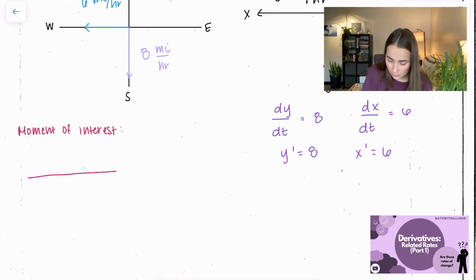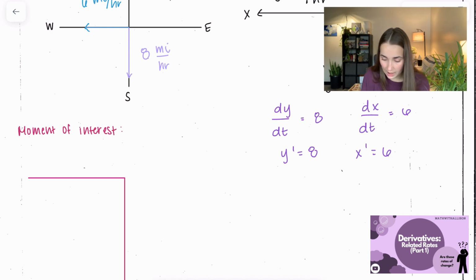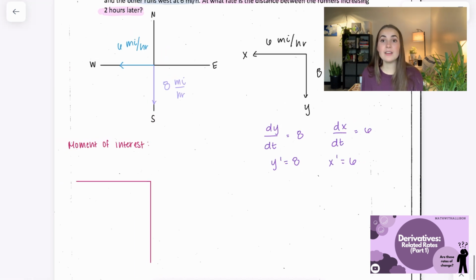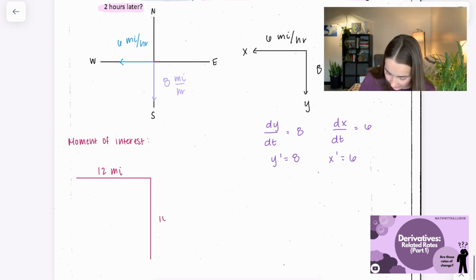So I know at 2 hours, I'm going to know the distance that they've traveled only because I know how fast they're traveling per hour. So the first runner that's moving west is moving 6 miles per hour. So at 2 hours, it's going to have gone 12 miles. And then the same thing for the one going south, they're going to have gone 16 miles.